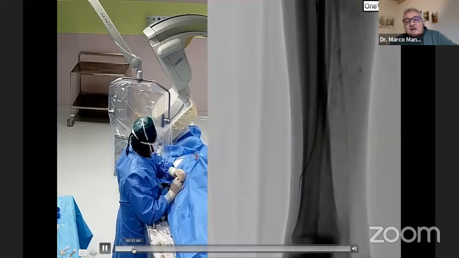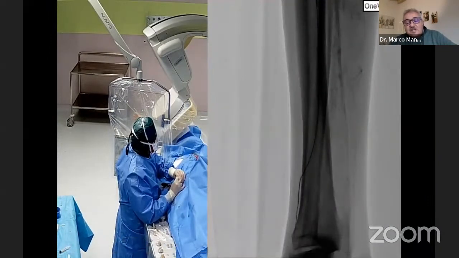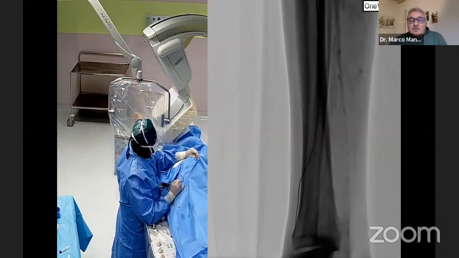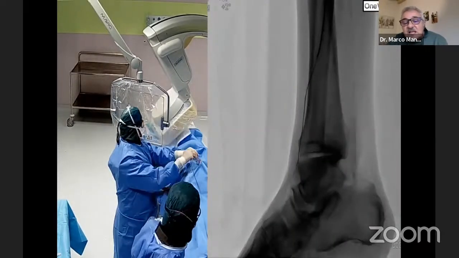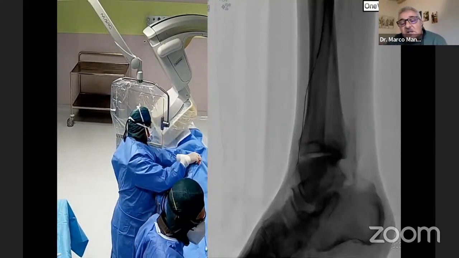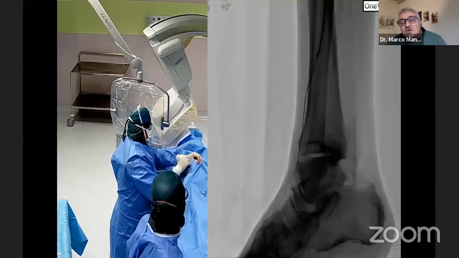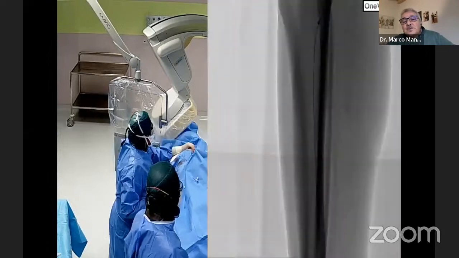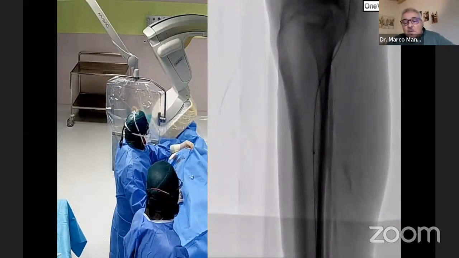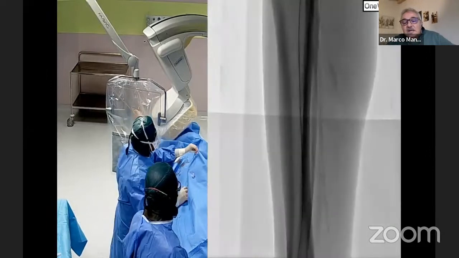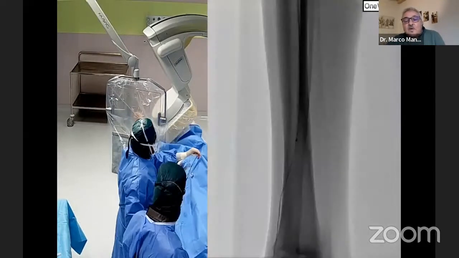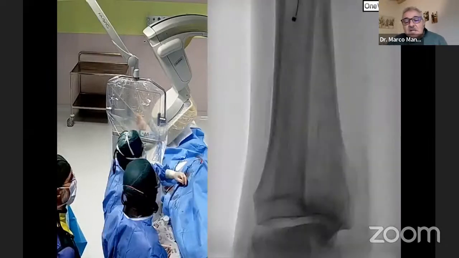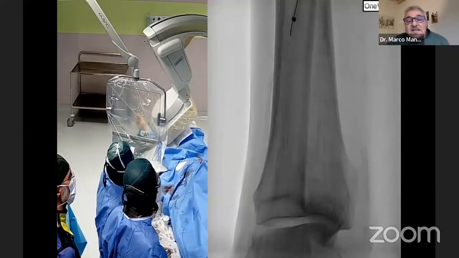You can see the same strategy. The 0.014 wire supported initially by a Bernstein catheter, we could successfully cross the occlusion with this wire, but in order to improve the possibility to cross with the balloon, we deployed a very long sheath from Cook. It's a 4 French Flexor sheath. You can see here, this is the calcium.